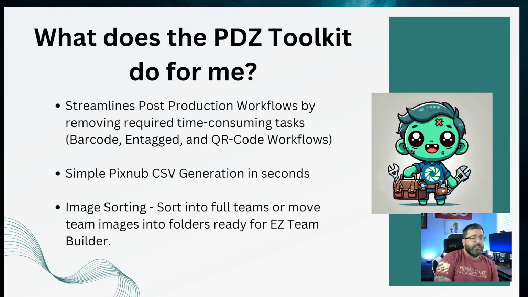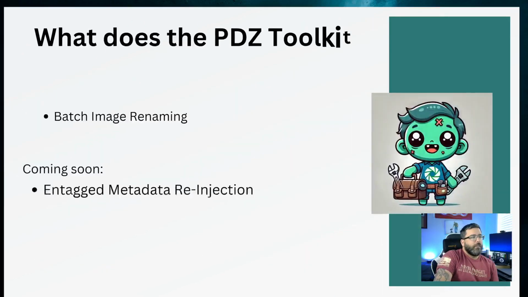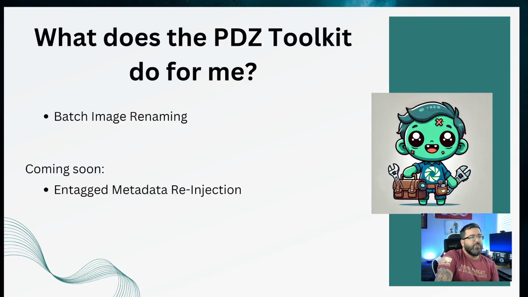Another option is some people just like to take all of their images, instead of having them in one folder, they want to be sorted into teams. So I also gave you the ability to sort into the whole team as well. And then we recently introduced batch image renaming, and then another tool that I'm going to be adding to the toolkit is the untagged metadata reinjection.